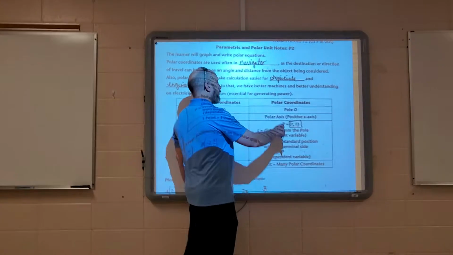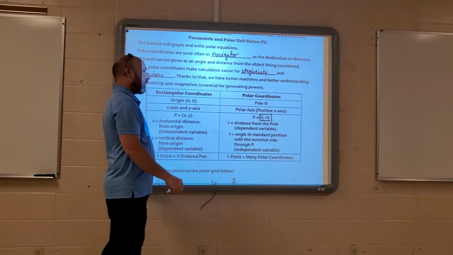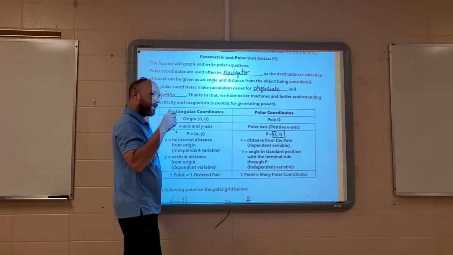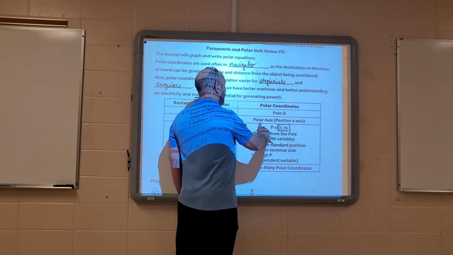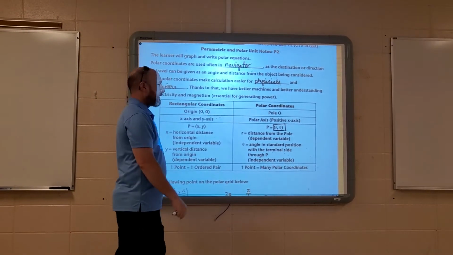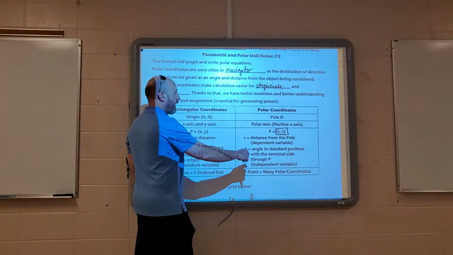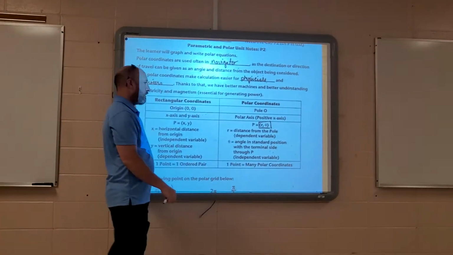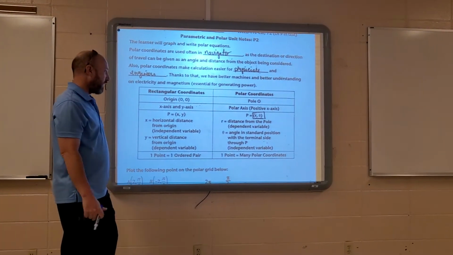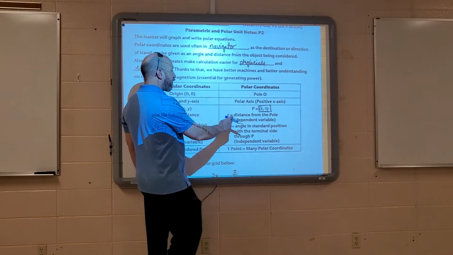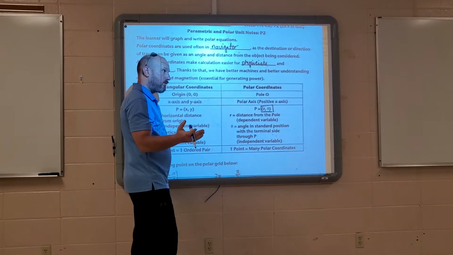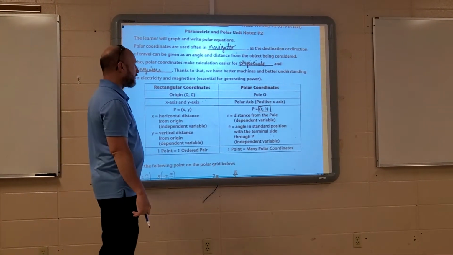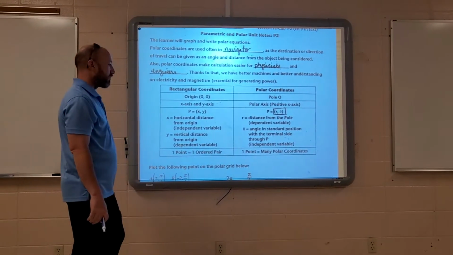X is the horizontal distance, y is the vertical distance. Now with polar coordinates, we talk about the pole. So the origin is now the pole, the center of the graph. The polar axis is the positive x-axis, and your P, instead of x comma y, is now r comma theta. So a little different. R is the distance from the pole, so your radius. And theta is the angle in standard position whose terminal side goes through P.